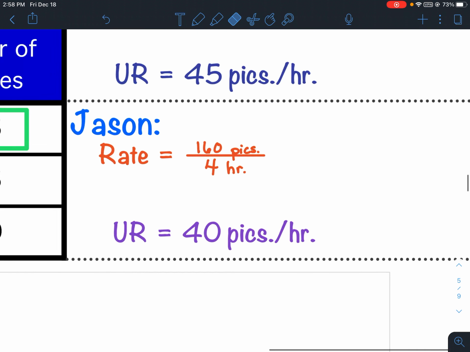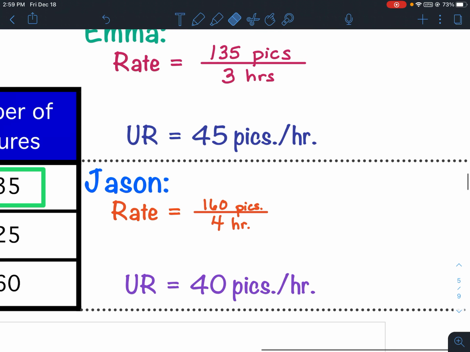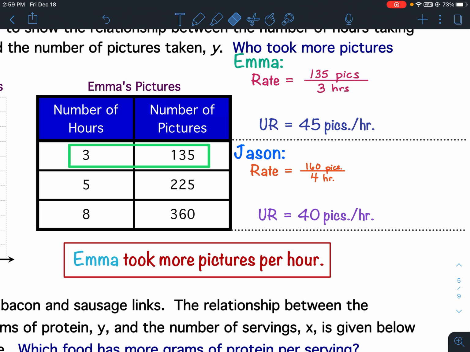So who took more pictures per hour? Emma did. So our final answer, Emma took more pictures per hour. Pause your video, make sure you have absolutely everything written down. If you have any questions, please let me know.